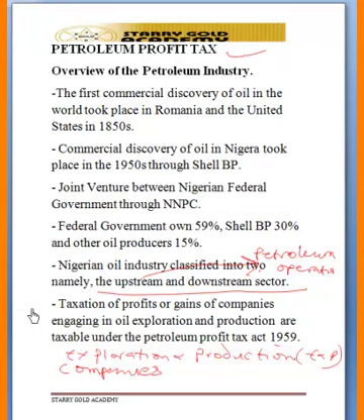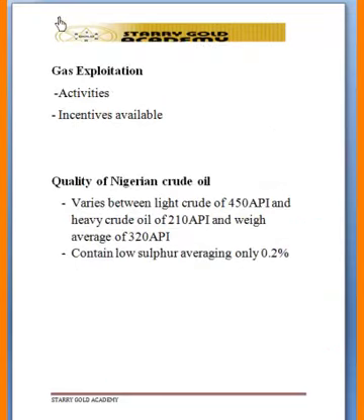For licenses, we have three forms of licenses. We have the oil exploration license, OEL. Let me try and put something here. Type of licenses: OEL, oil exploration license. I need to correct this. This should be E. OEL, oil exploration license.